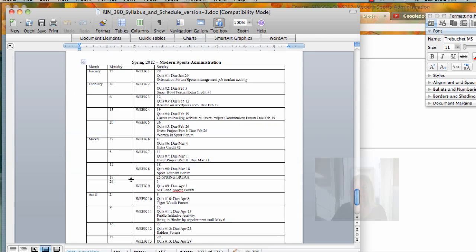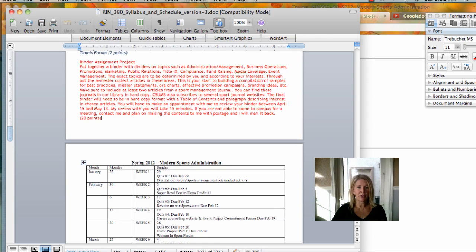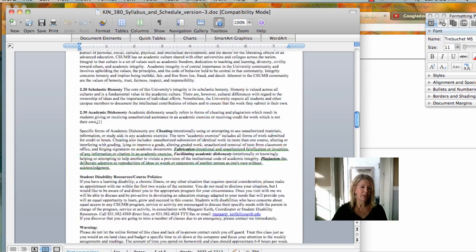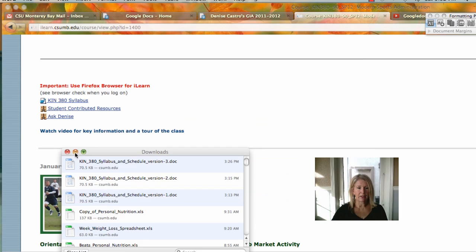And here's the last page, which is a calendar, and I suggest that you print out the syllabus and the calendar and have that handy so you wouldn't have to necessarily go into iLearn every single time to find out what's due in the class.